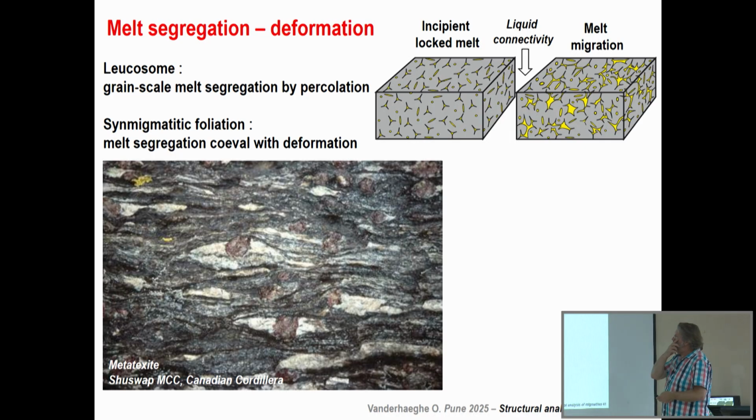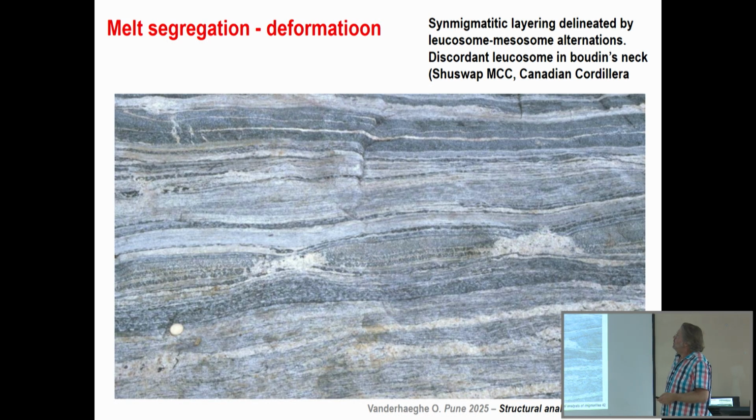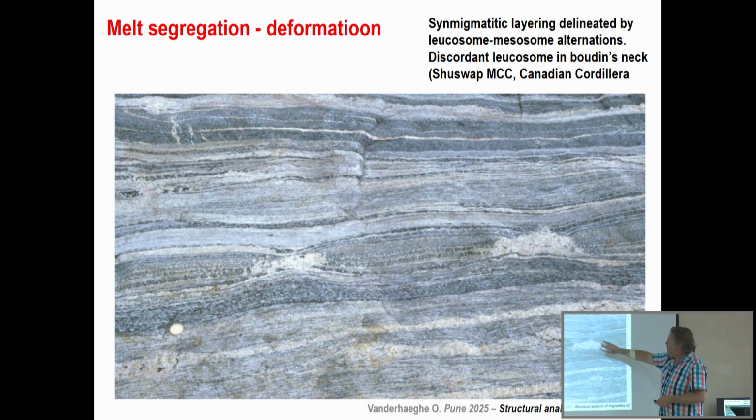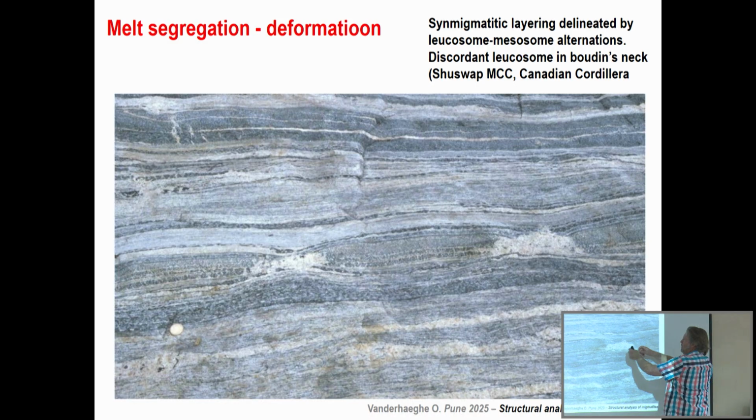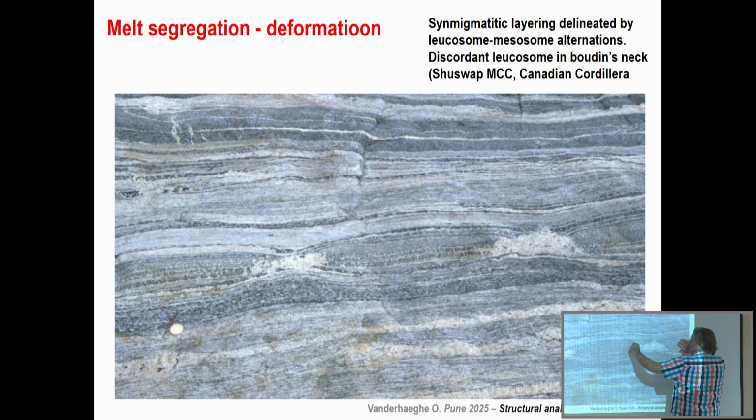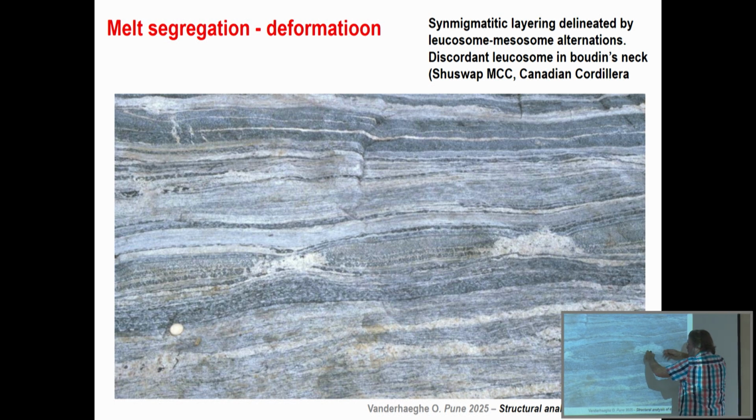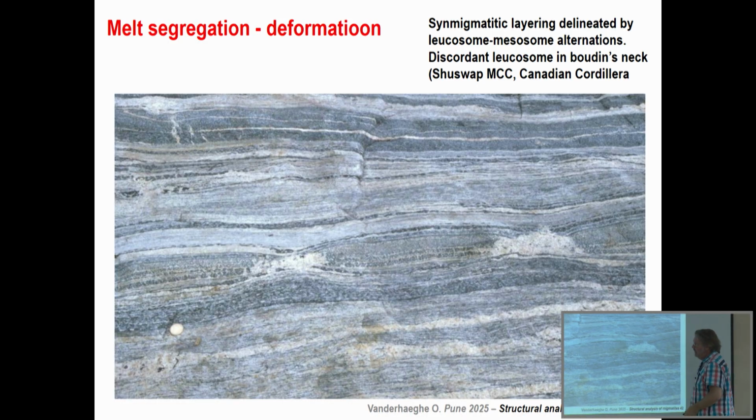So the semi-migmatic foliation reflects melt segregation coeval with deformation. Melt might also migrate into boudins. When you have more resistant layers, they might localize deformation, whereas the weaker ones will be continuously deformed, and these spots will drive melt segregation.